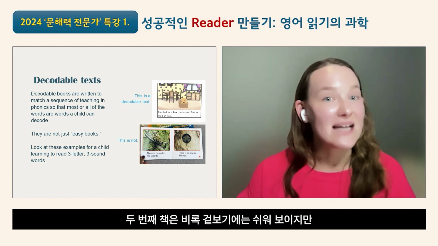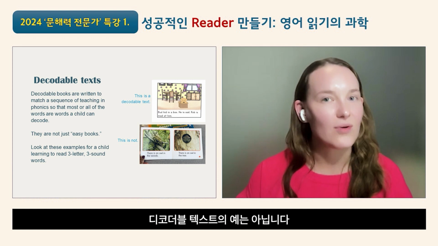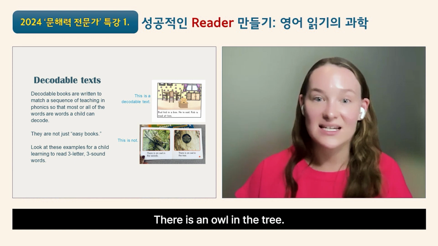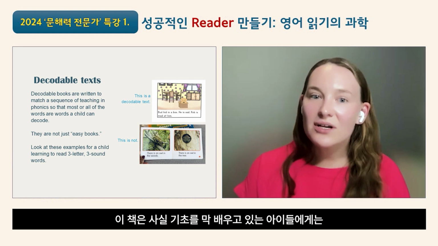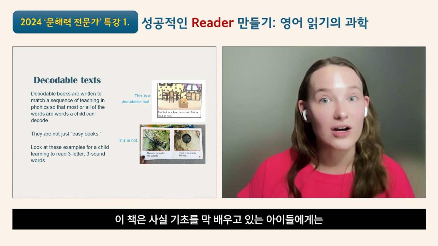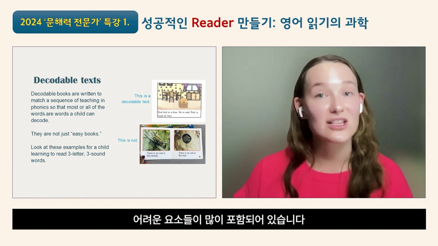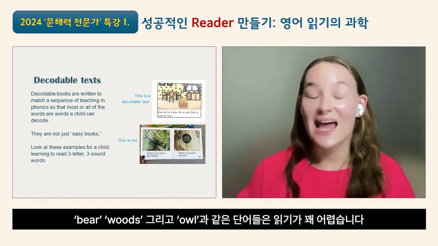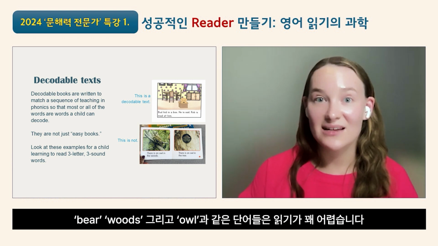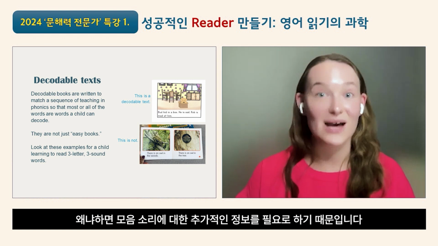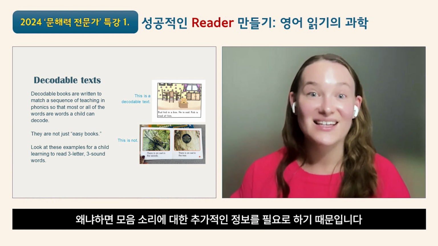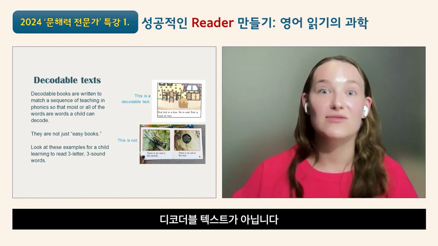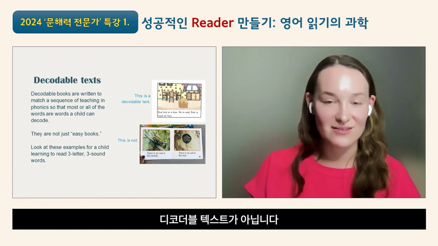The second book is not an example of a decodable, even though it seems just as easy. There is an owl in the woods. There is an owl in the tree. This book actually has a lot of very hard elements for a child who's just learning the basics. Words like there, woods, and owl are actually quite hard to read because you need to know more information about the sounds vowels can make. So that is not a decodable text for a child who's just learning to read three-letter words with three sounds.